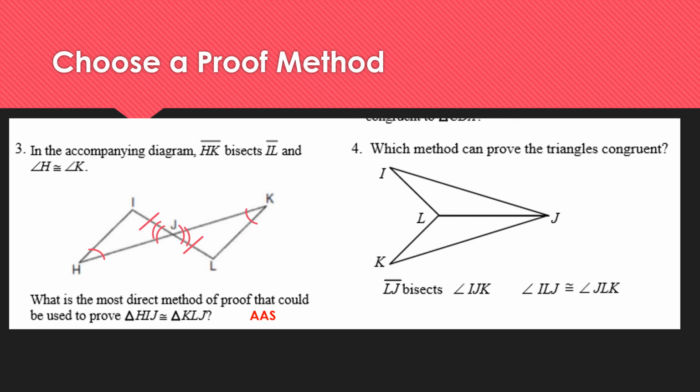Moving on to number 4, I have my givens down here. I just had to move them. Segment LJ is bisecting the angle IJK. So I have an angle bisector, so I have two equal angles. These two angles are congruent, angle ILJ and angle JLK. And then I have a shared side in this circumstance. So again, I have two angles and a side, just like I did in the last one. But in this case, the side is in between the two angles. So this would be angle, side, angle.